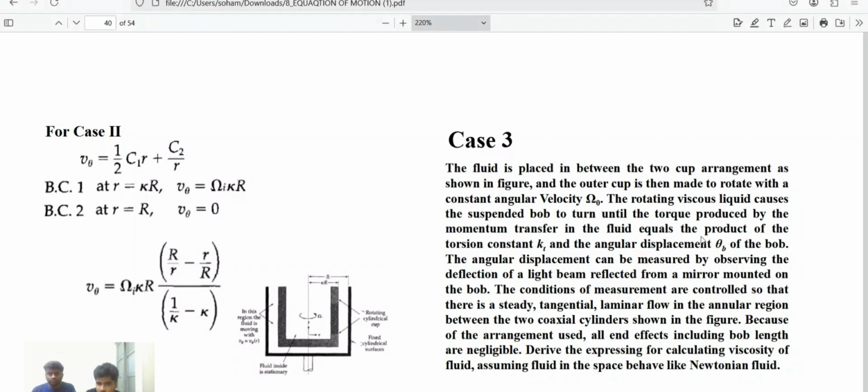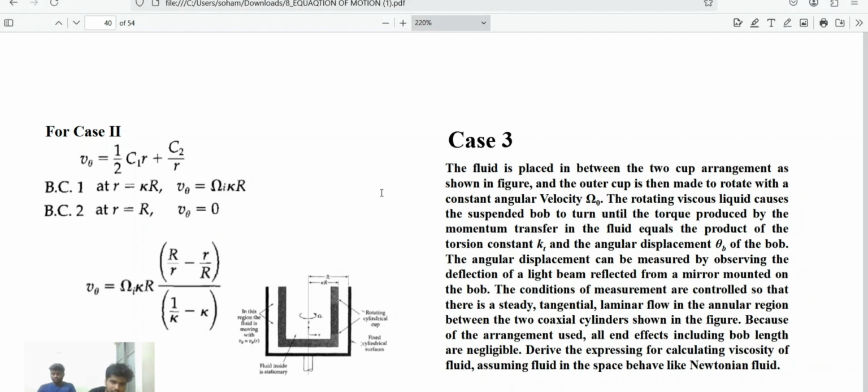First, I should break down the problem. The setup includes two concentric cylinders. The outer one is rotating at a constant angular velocity. This causes the inner bob to twist due to viscous torque. What is really happening is the outer cylinder is rotating at velocity r omega, which causes the fluid to move, which causes the inner bob to move at a certain angular velocity.